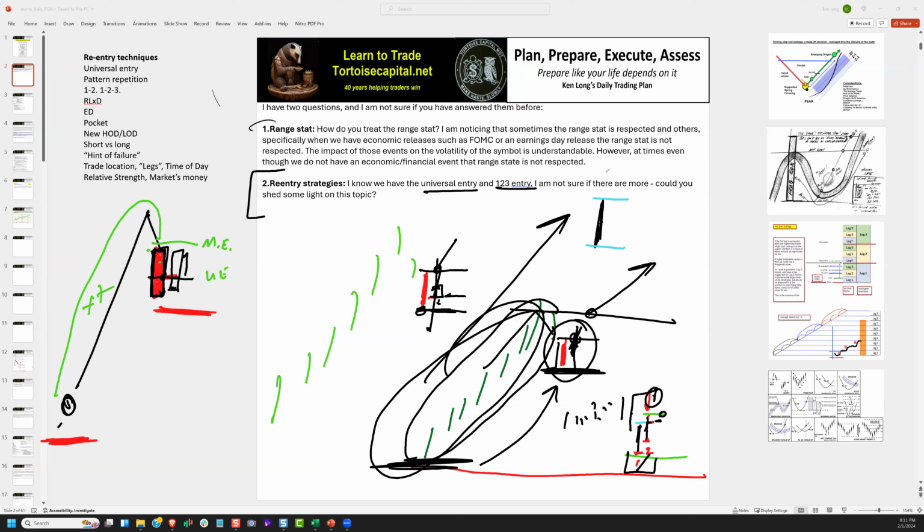And all it has to happen is it opens inside the real body, or it opens inside the range. Let's say it opens here and it breaks out. There's my entry. As long as it did not violate that low, I can enter here. And my stop is the previous bar's low minus a nickel. That's the universal entry.